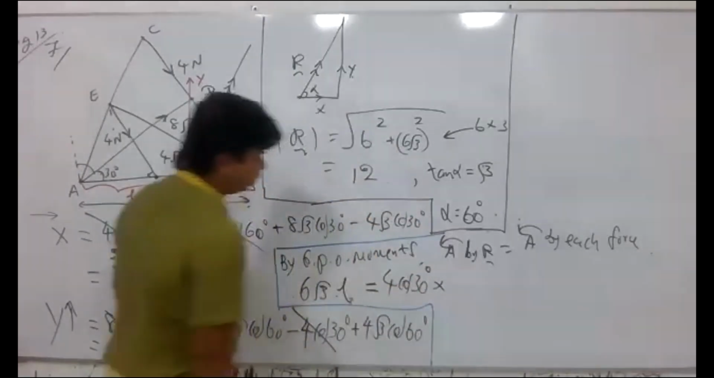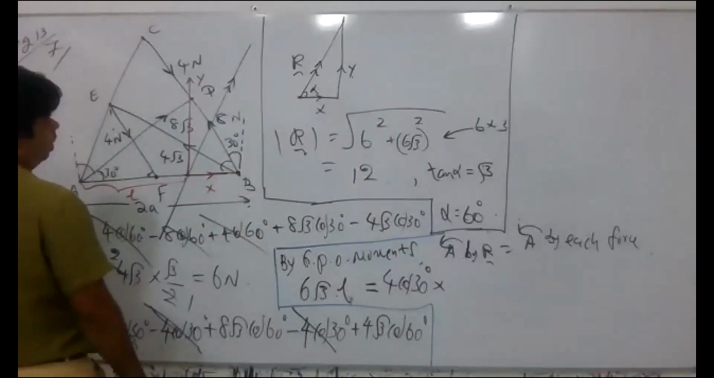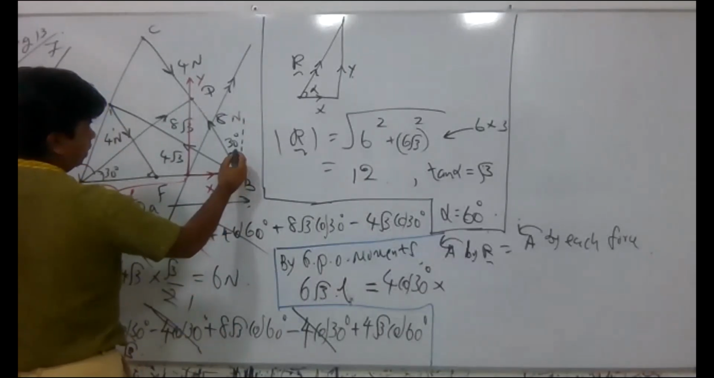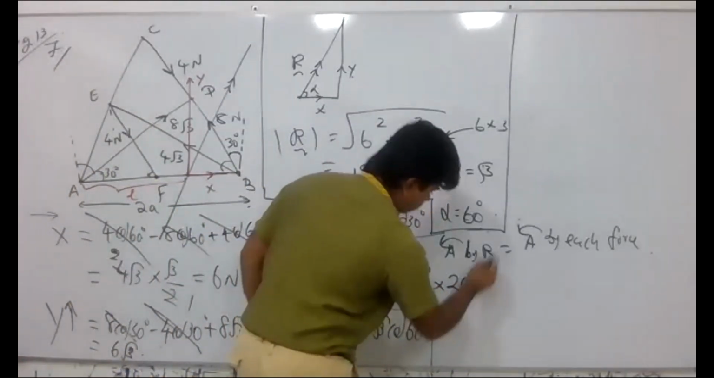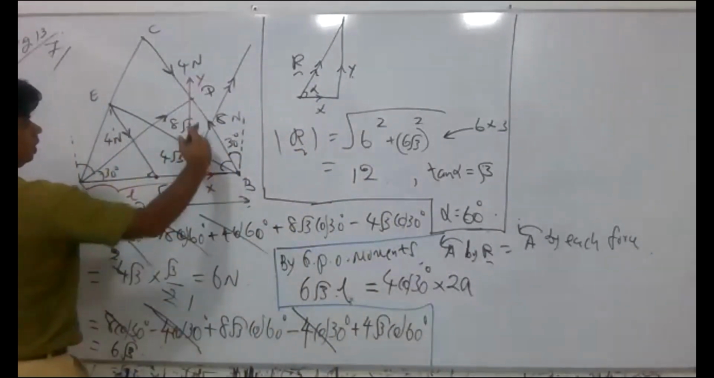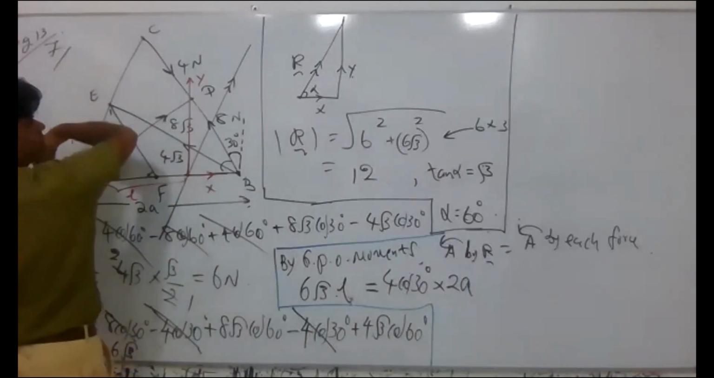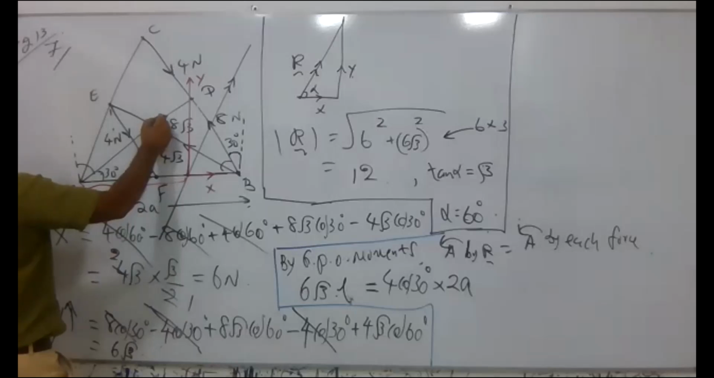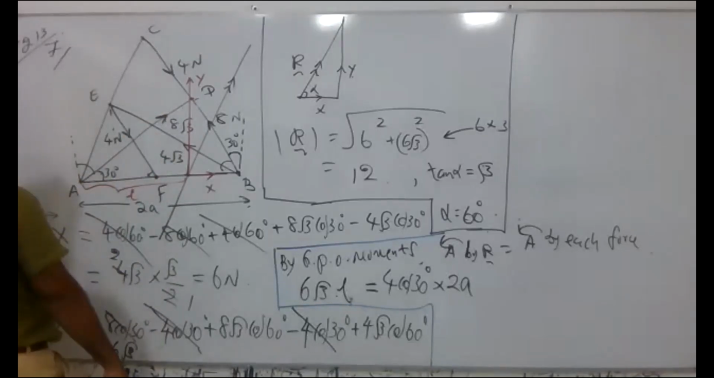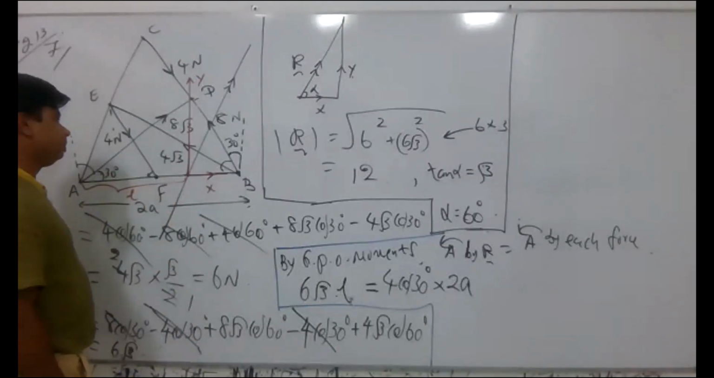4 cos 30 into the distance 2A. That moment, see whether the arrow is this way means actually it's an anti-clockwise sense moment, so plus. Now, you know that the line of action of A root 3 passes through A. No moment by A root 3. That is the only force not involved in the moments.